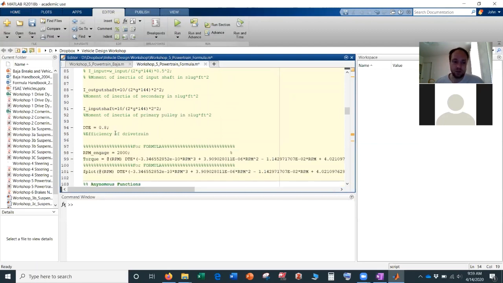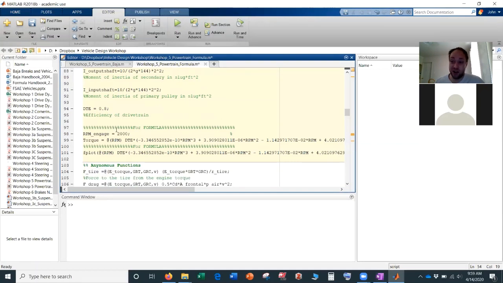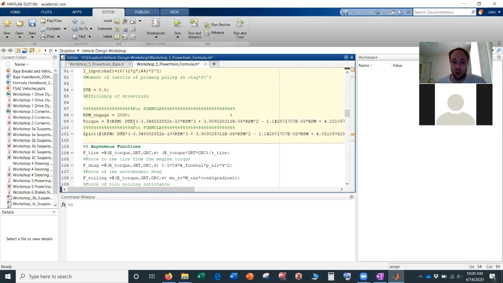And we put in the drivetrain efficiency, right? We use this as a fudge factor sometimes, because we don't actually know what the drivetrain efficiency is. It'd be nice to know it. Then the RPM where we begin to engage, which has to be higher than idle, and is where we're slipping inside the clutch. Here's our torque curve, basically.